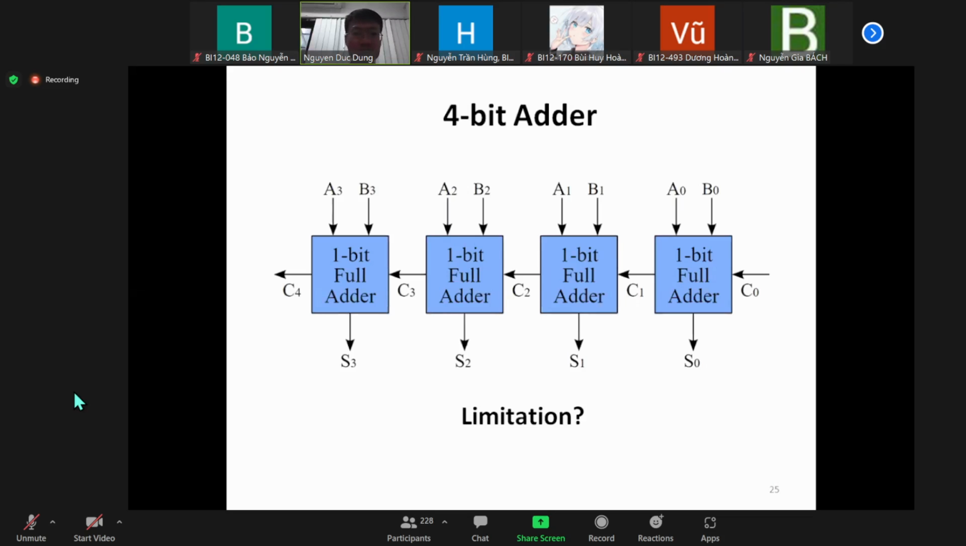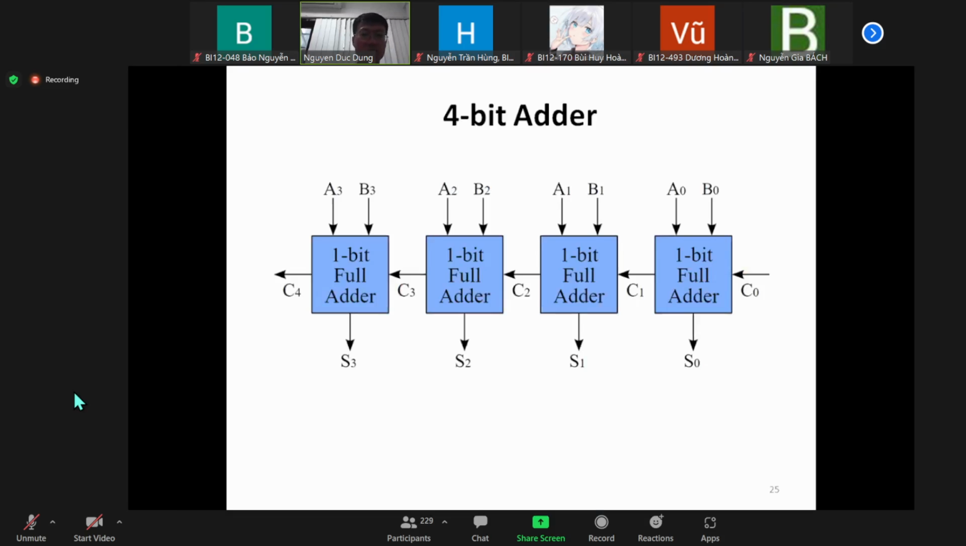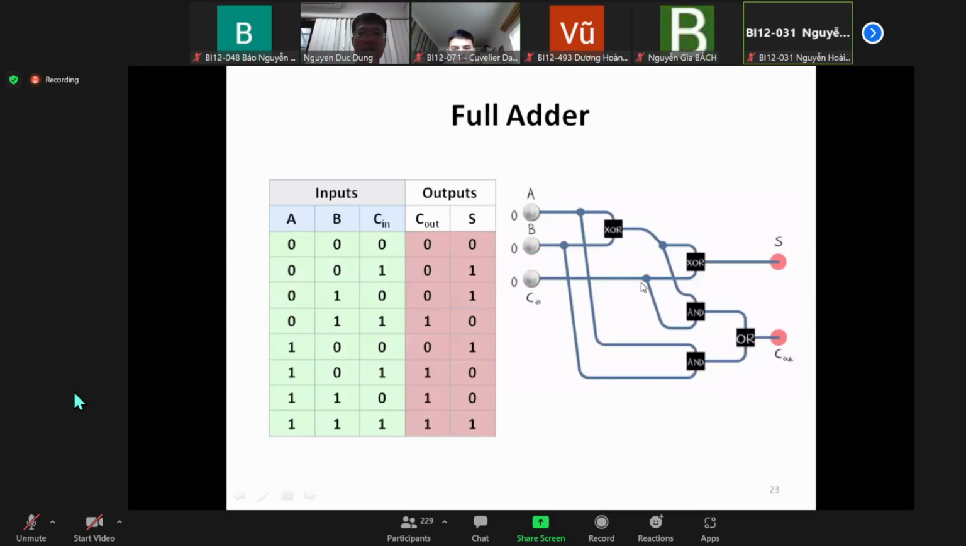So up to now, do you have any questions about how the binary number system works in our computer?